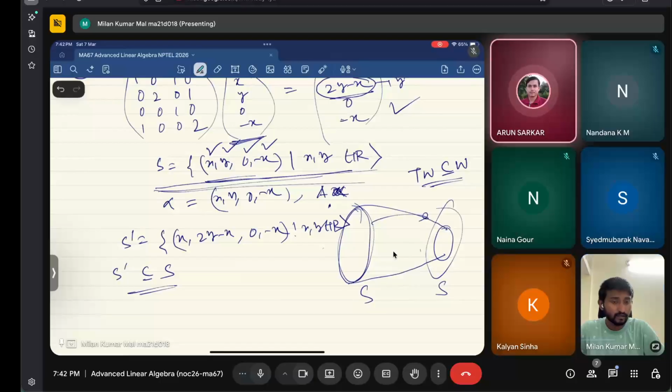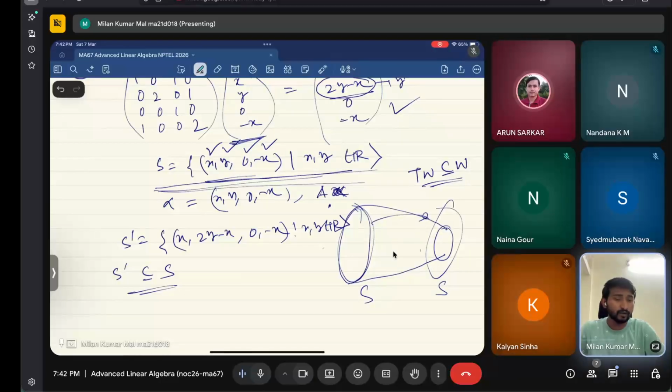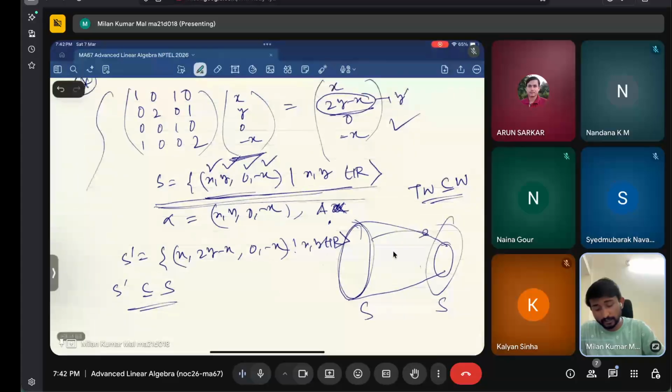Not necessarily equal. They need not be equal. In fact, most of the time they are not equal. Invariant subspace means the image will just land in the subspace. That's all. So I hope it is clear. This is an invariant subspace.